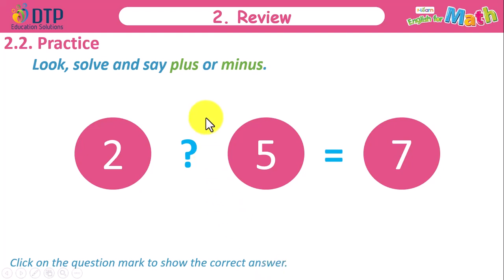So now, click on the question mark here for the answer. In this question, our answer is plus. The students that have the correct answer the fastest will earn 1 point. Then have the student read the complete sentence. For example, 2 plus 5 equals 7. Be sure to correct the pronunciation and intonation. Don't forget to encourage the students to participate actively and keep track of time. This session should last about 6 minutes.